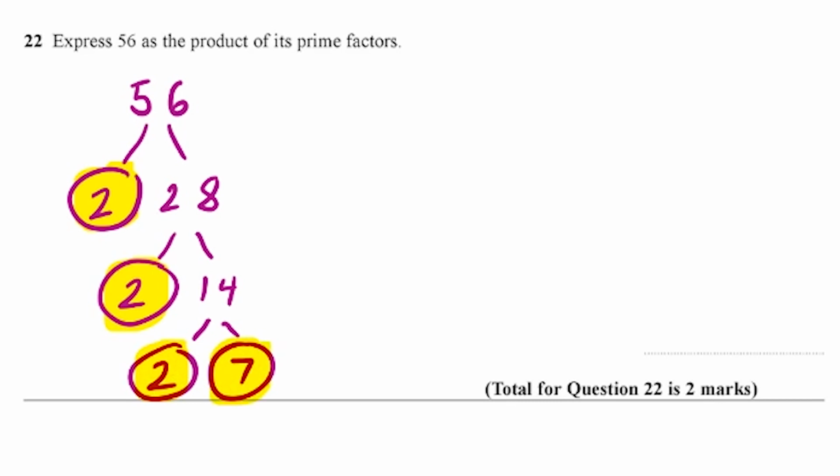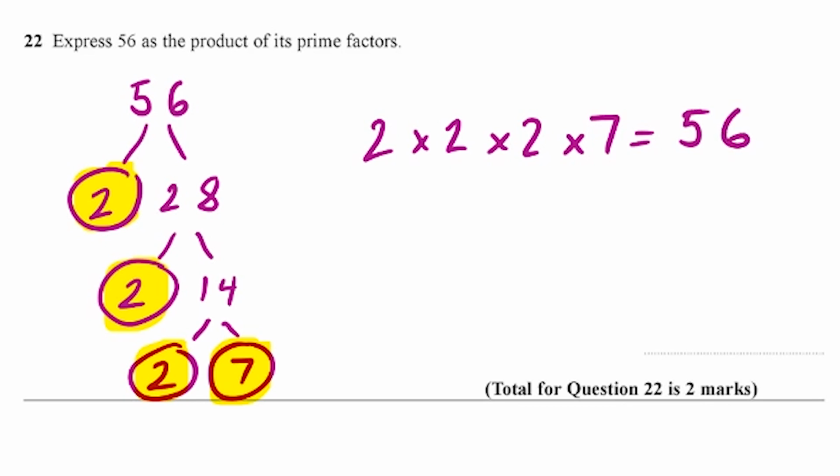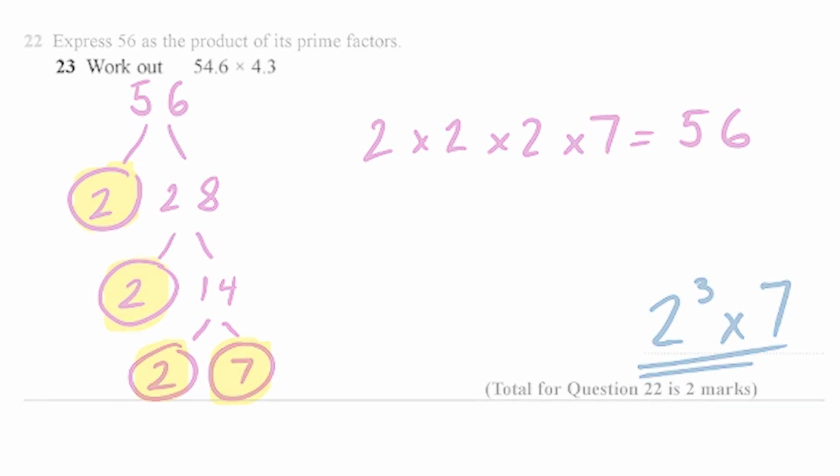So those numbers, the 2 and the 2 and the 2 and the 7, if we multiply those together, they make 56, and they are what we call the prime factors. So 2 times 2 times 2 times 7 is equal to 56. That is the answer, but instead of 2 times 2 times 2, we tend to write 2 cubed. So we end up with 2 cubed times 7.